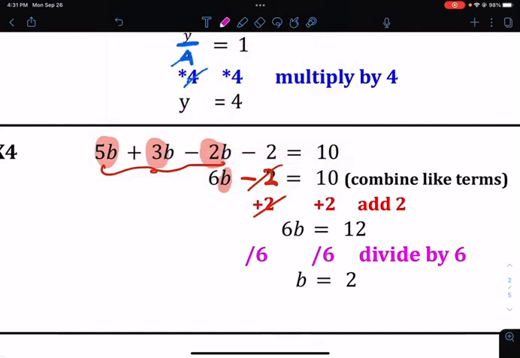And I want to get rid of 6 because this is multiplication. The opposite of multiplication is division. Divide by 6. 12 divided by 6 is 2. So my answer is b equals 2.